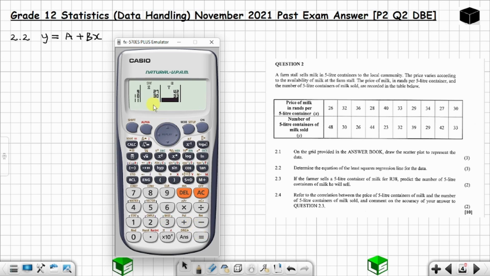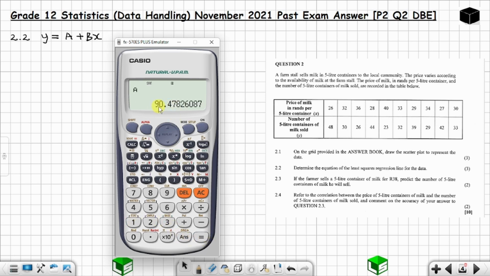So now, when you have finished inserting all the values inside the table, you now go and press AC. Can you see? And you press Shift and you choose start. Can you see start above 1? So you choose 1 and you choose 5 for reg. This is regression. So you choose 5 and now you can get your A and your B. So to get your A, you press option 1. So you press 1 there and then you press equal.